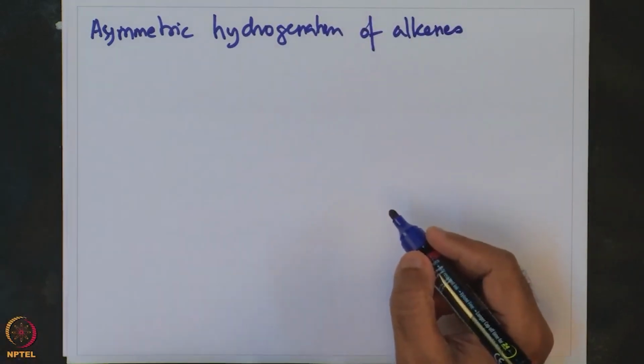Now, one of the important features of asymmetric hydrogenation of alkenes is that L2 rhodium disolvated cationic compounds, if some chiral ligands are put in place, can hydrogenate prochiral alkenes to give chiral products in high enantiomeric selectivity.